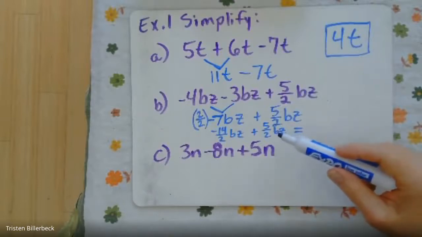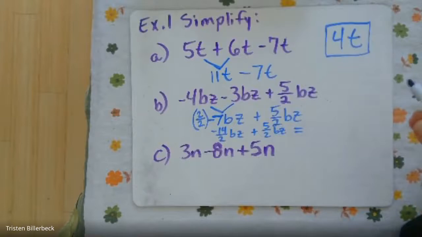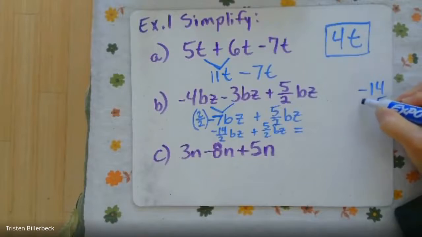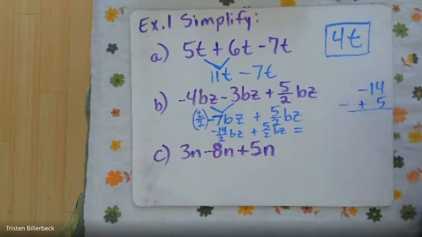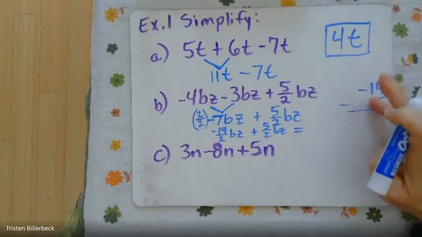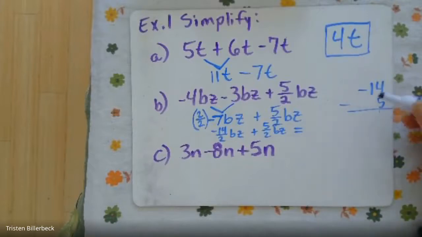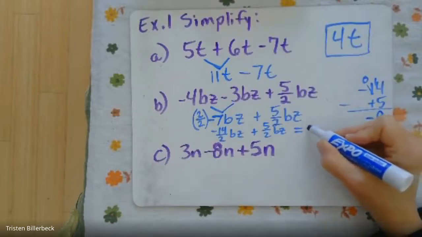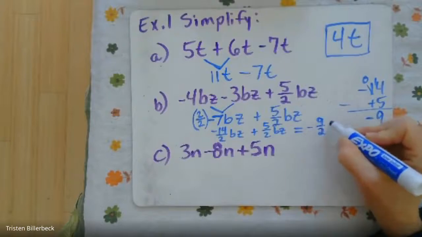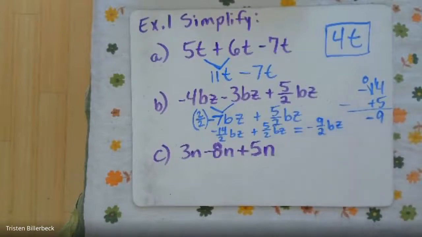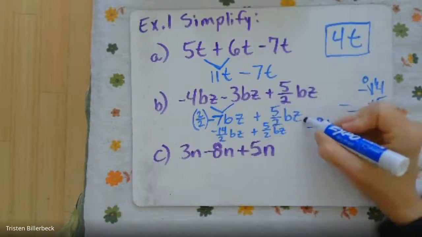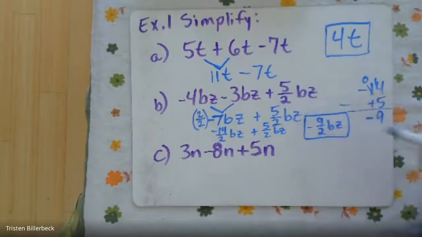The other thing we can think of is different signs take the difference. So we take 14, which we know is negative, and 5 is positive, and we subtract. Because they're different signs, we carry one here, so we have negative 9. So this is going to be negative 9 halves bz, and we don't want that equal sign. Okay, there you go.